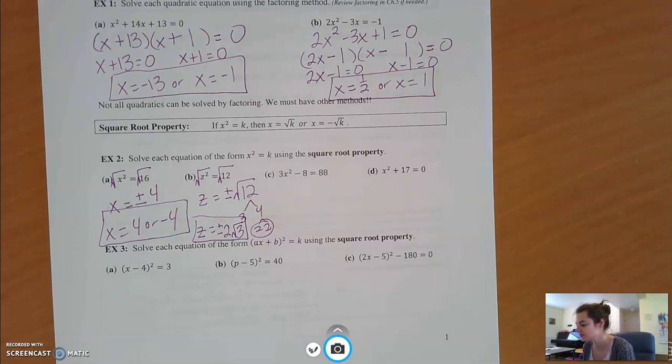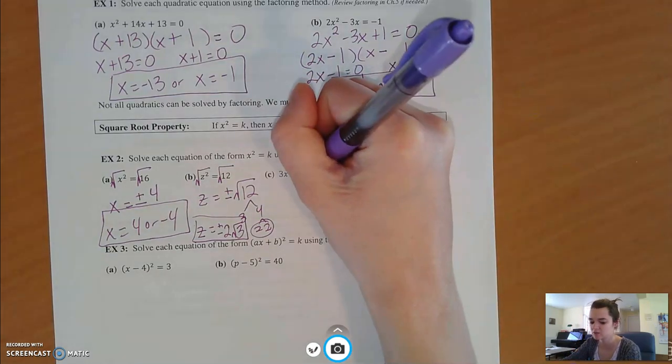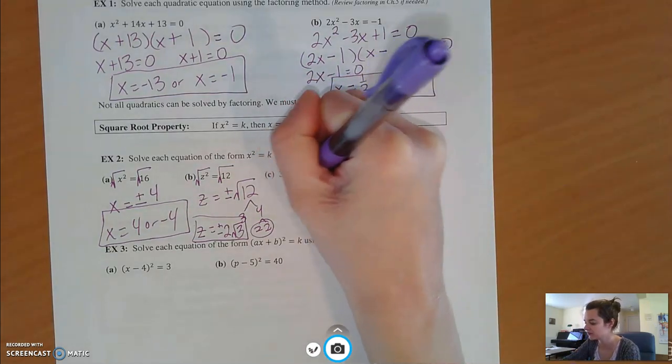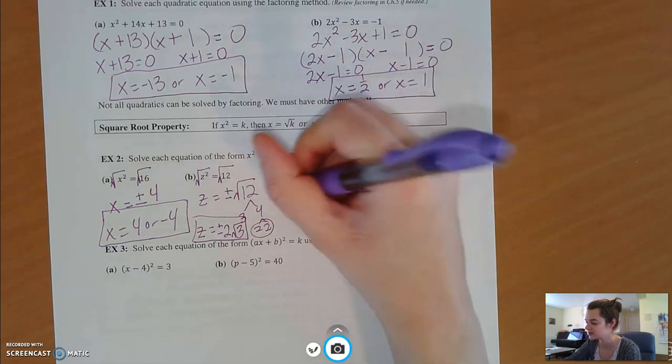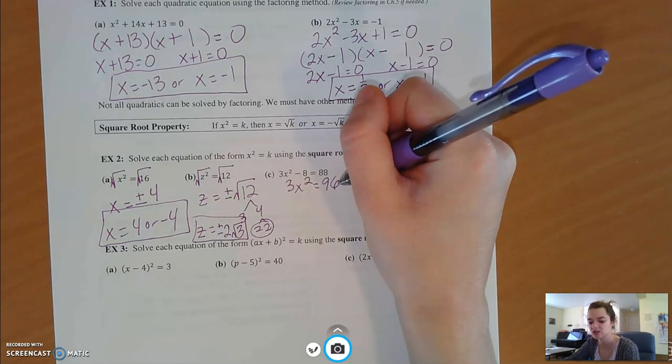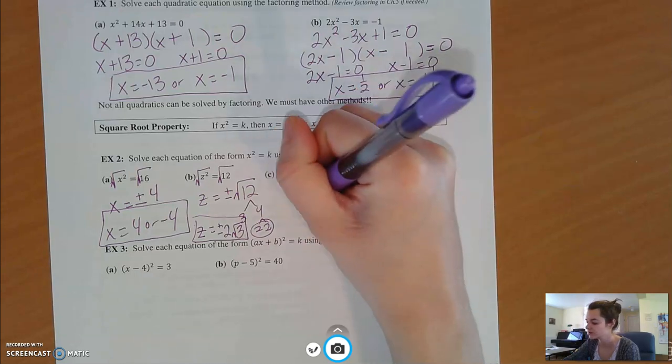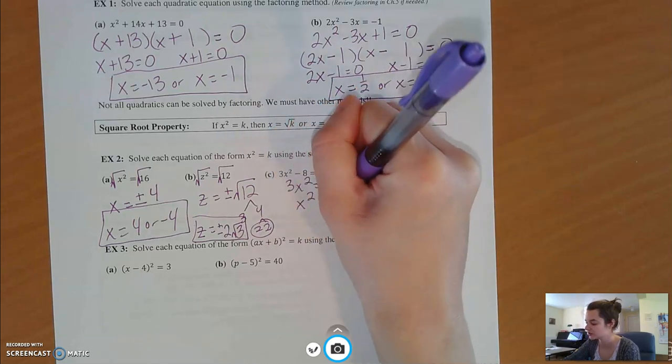Okay. Next up, in part C, we have 3x squared minus 8 equals 88. This one, if you notice, the x squared is not by itself first, so we should absolutely do that first. So let's add 8 to both sides, and then we'll have 3x squared equals 96. And then let's divide both sides by 3 to get the x squared by itself. So then I'll have x squared equals 32.